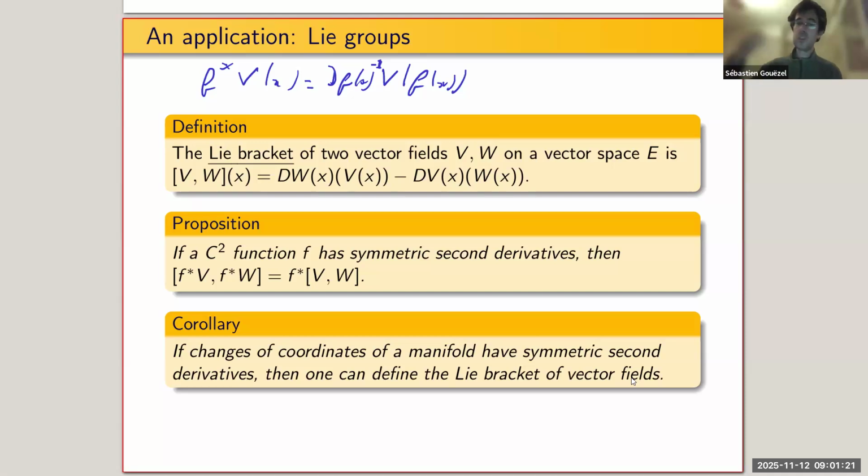And so it means that if you want to define the Lie bracket of vector fields in a manifold, you need that the change of coordinates, well, you have two charts and you compose one chart with the inverse of the other one, will need to have symmetric second derivatives for the bracket of vector fields to be well defined.